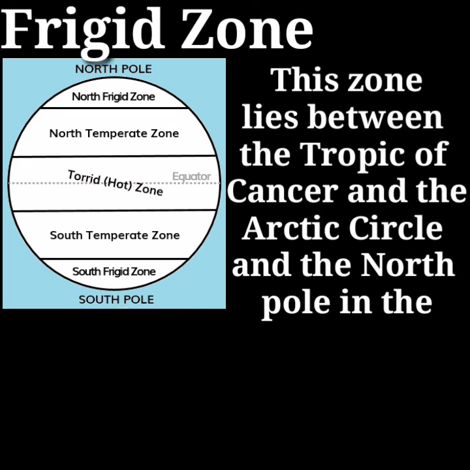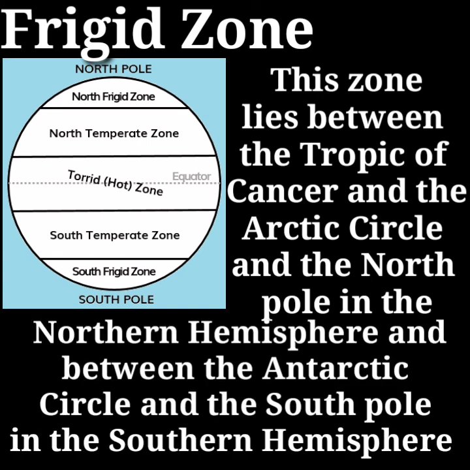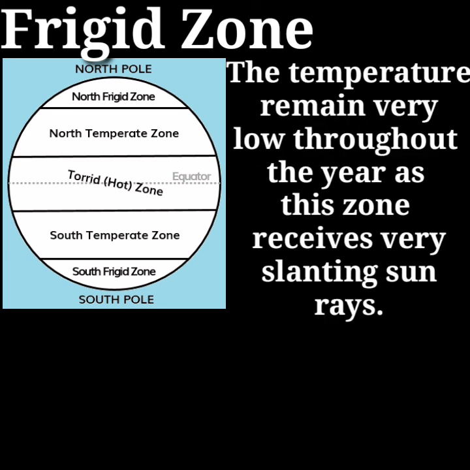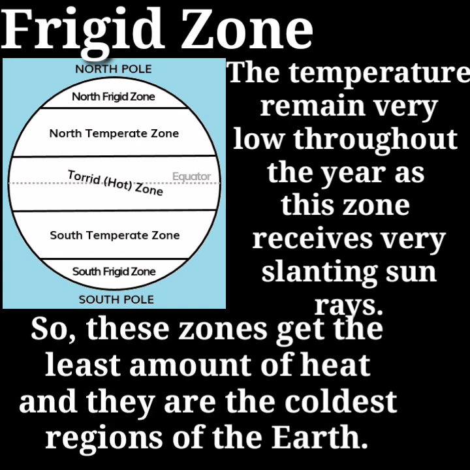Frigid zone. The meaning of frigid is cold. This zone lies between the Arctic Circle and the North Pole in the northern hemisphere, and between the Antarctic Circle and the South Pole in the southern hemisphere. The temperature remains very low throughout the year, as this zone receives very slanting sun rays. So this zone gets the least amount of heat, and they are the coldest regions of the earth.